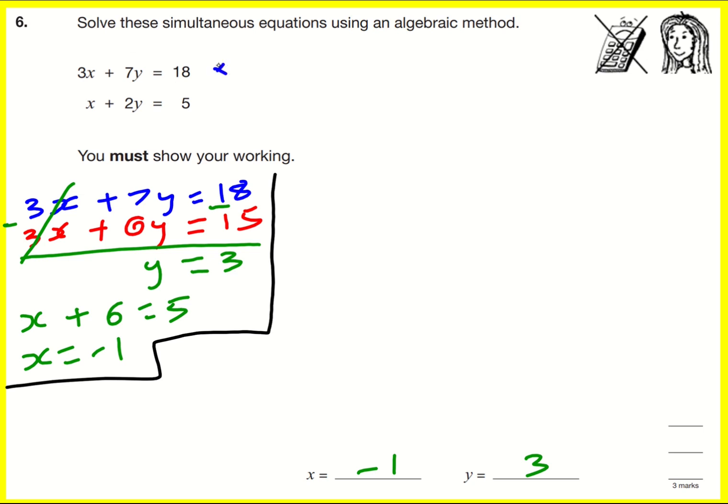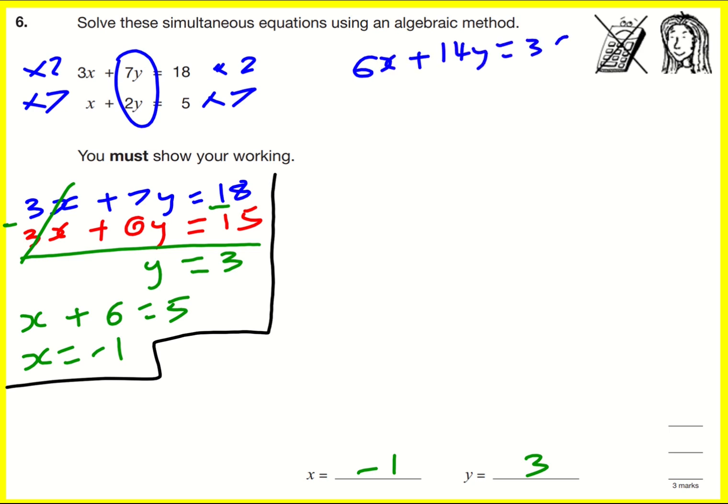So this time we have to do two things. We have to multiply this one by 2 and this one by 7. That will necessarily make these two the same, because they're both going to multiply to give 14. So we're going to get 6x plus 14y is equal to 36, and then 7x plus 14y is equal to 35. Now I'm actually going to take this and I'm going to write the 6x one below because it will just make it a little bit easier to subtract, because then I'm going to get a positive x.